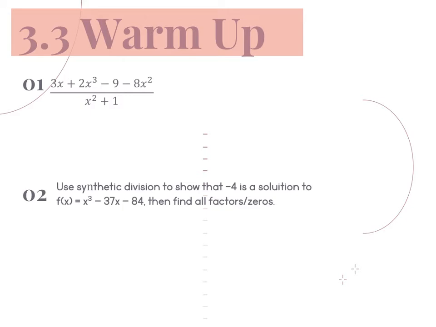We did synthetic division, and then we did long division, and then we did synthetic division to do a couple of things. We used synthetic division just to divide. We used synthetic division to evaluate a function at a certain number. We used synthetic division to show that something is a 0, and that's what number 2 is. Show that something is a 0, and then find the remaining zeros. So let's start with the first one.